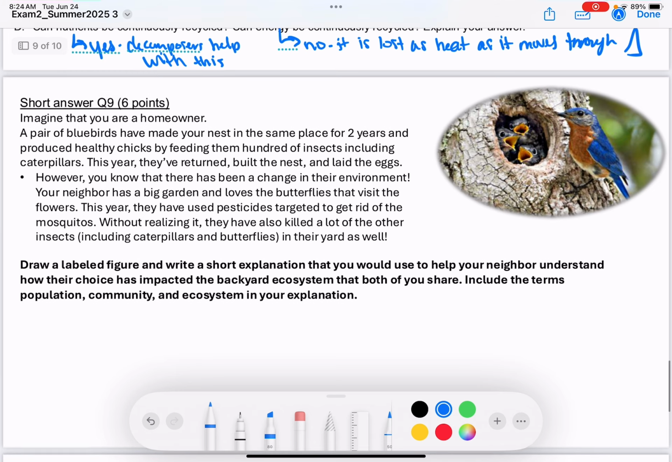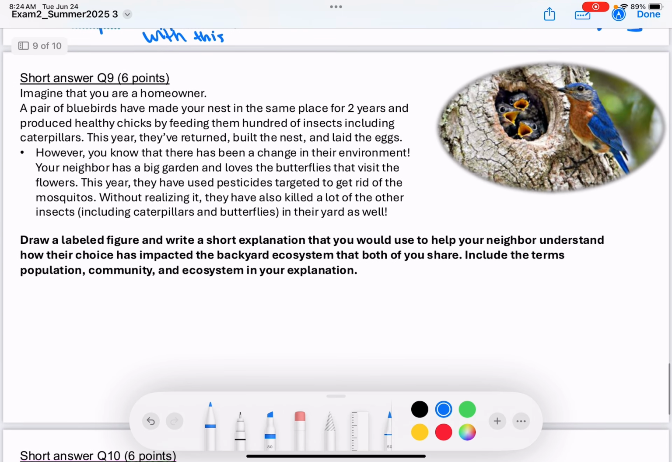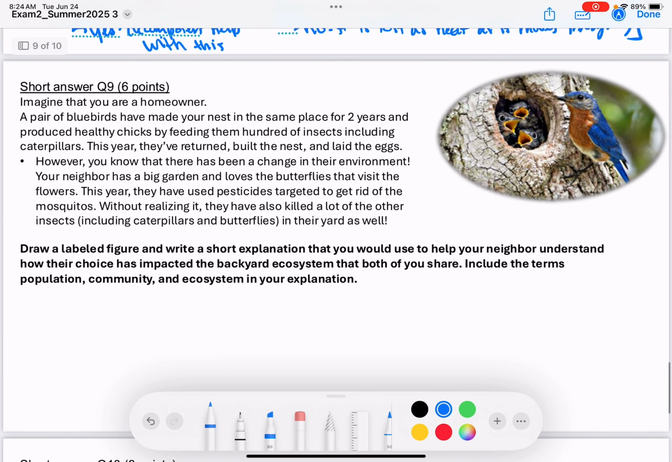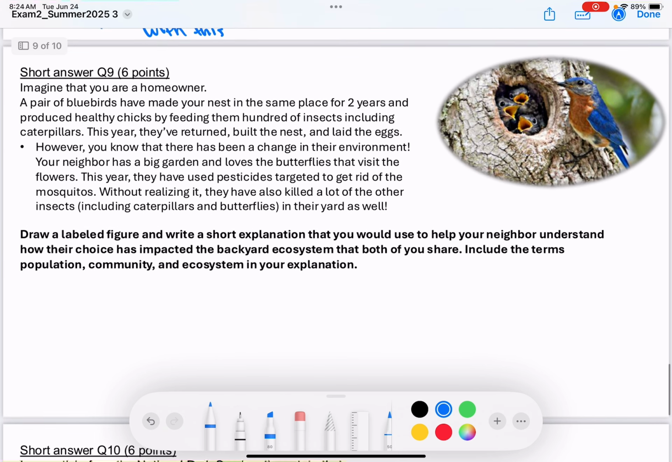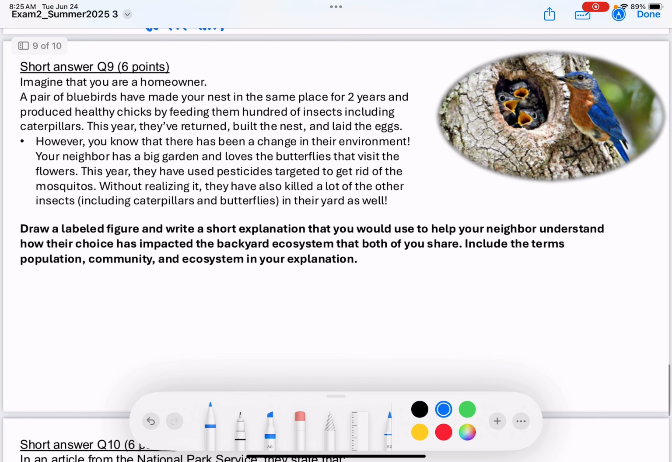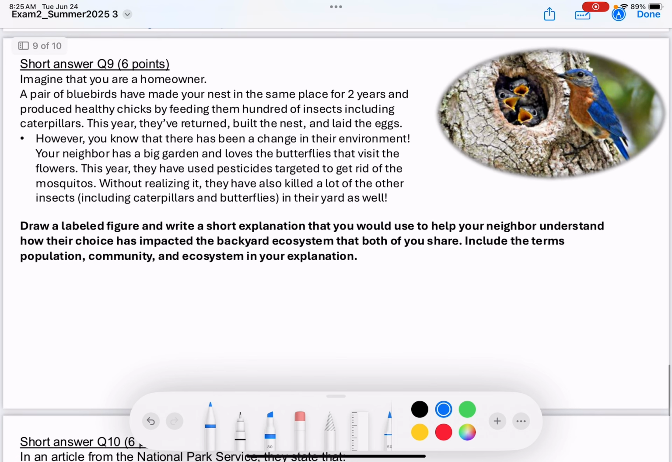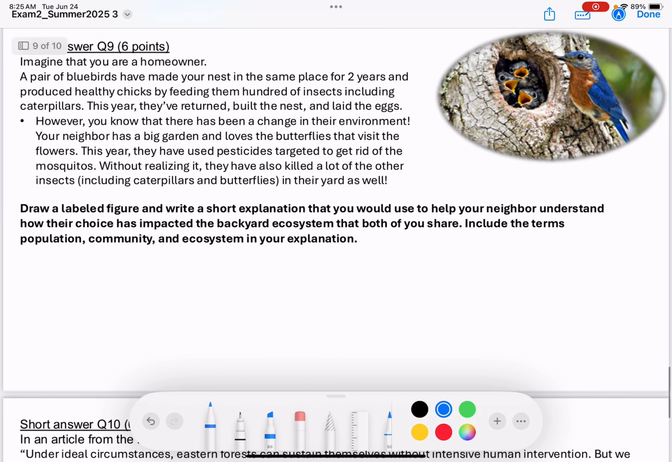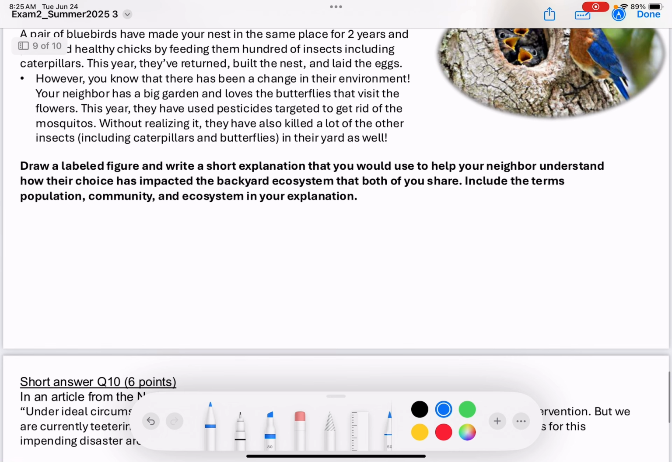Next was about the bluebirds. So imagine that you're a homeowner and you have a pair of bluebirds that have made a nest in the same place for 2 years. And they produce healthy chicks by feeding them hundreds of insects, including caterpillars. This year, they've returned, built their nest, and laid their eggs. However, you know that there has been a change in their environment. Your neighbor has a big garden and loves the butterflies that visit the flowers. This year, they have used a pesticide targeted to get rid of the mosquitoes. Without realizing it, they have also killed a lot of the other insects, including caterpillars and butterflies, in their yard as well.